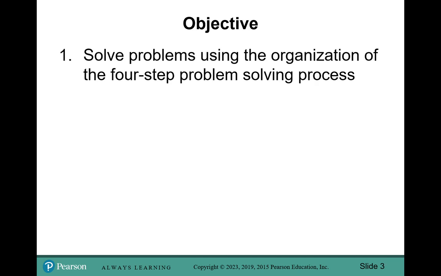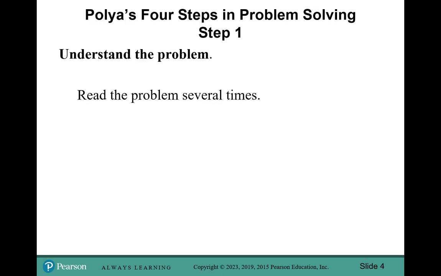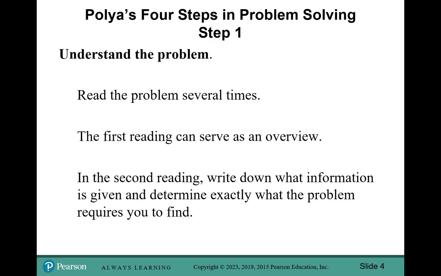Alright, so our objective is to solve problems using the organization of the 4-step problem solving process. Polya's 4 steps in problem solving. Step 1 is to understand the problem. The way to do this is to read the problem several times. The first reading can serve as an overview, and in the second reading we can write down what information is given and determine exactly what the problem requires you to find.